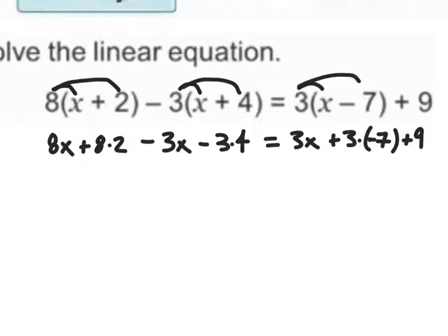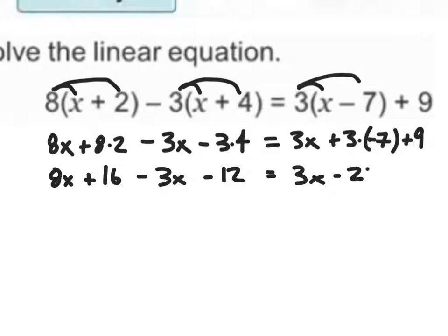And that's it. So now that I've cleared all my parentheses, what I need to do is multiply my numbers out. So I've got 8x plus 16 minus 3x minus 12, and then that's going to equal 3x minus 21 plus 9. The one thing you've got to make sure that you do is keep your signs clear. Negative 3 times x is going to give me a negative 3x. Negative 3 times 4 gives me a negative 12. 3 times an x is just 3x, but then 3 times negative 7 gives me negative 21. So that's the biggest thing that you have to keep in account for this: your signs.